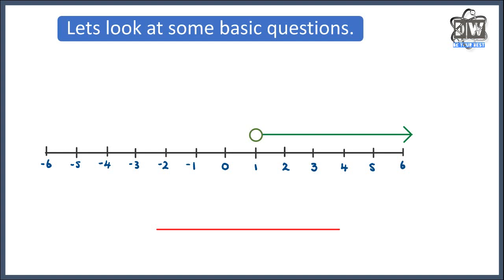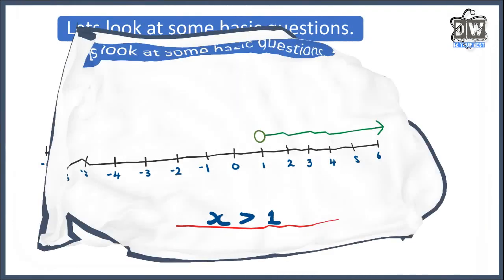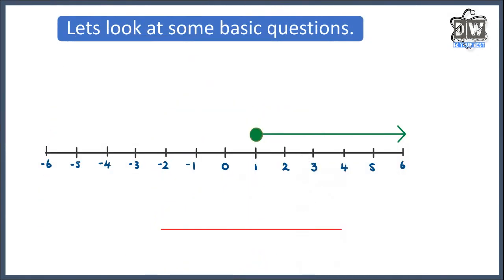Alright everyone, so first, we should have x and 1 written down. Now x is definitely going to be bigger than 1. Remember that x is somewhere over here. So it's going to be bigger than 1. So it goes in that direction. It's not equal to because this is not shaded in. Alright, give this one a go. Pause the video, give it a go, come back and see if you've got it right.